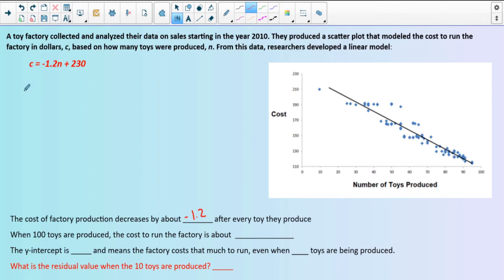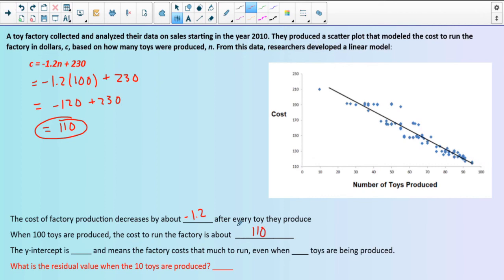So let's see what our model predicts. Let's use negative 1.2 times 100 plus 230, and just PEMDAS this. So negative 1.2 times 100 is negative 120. And then adding in that 230, it's going to be 110. So when we produce 100 toys, our predictive model is guessing about 110, which you can kind of see from the graph here, right? Here's 100. Looks like it's going down here to 110.